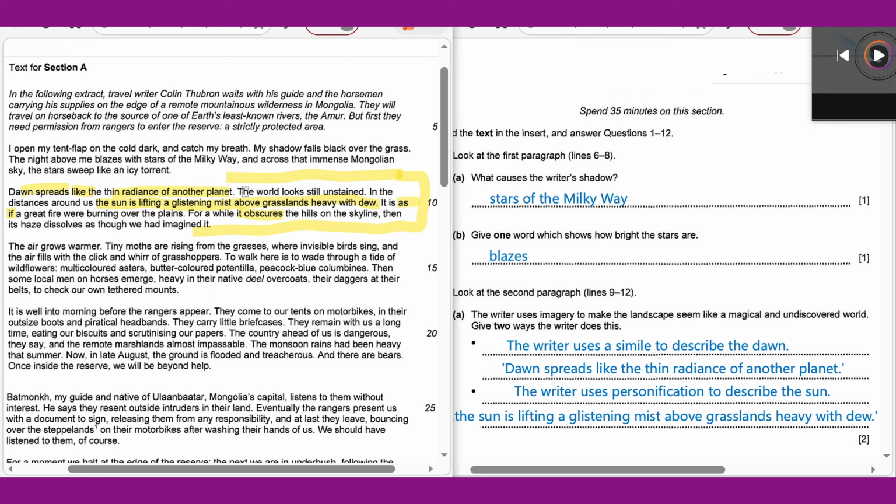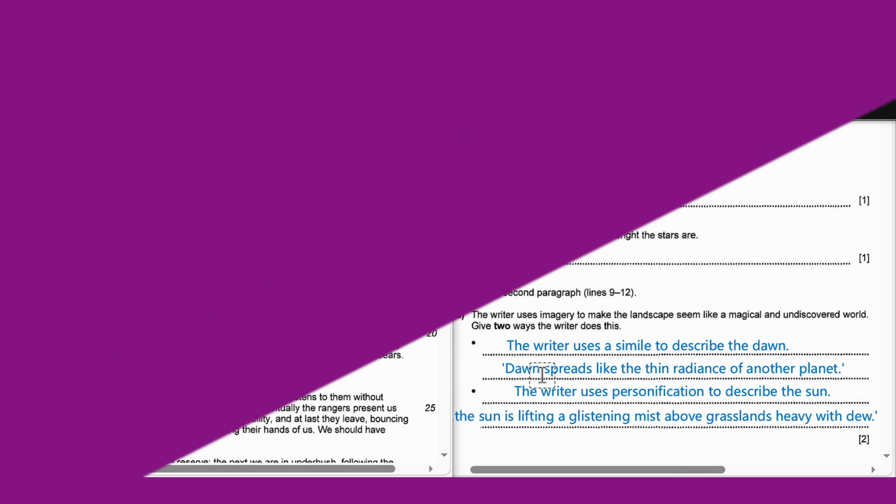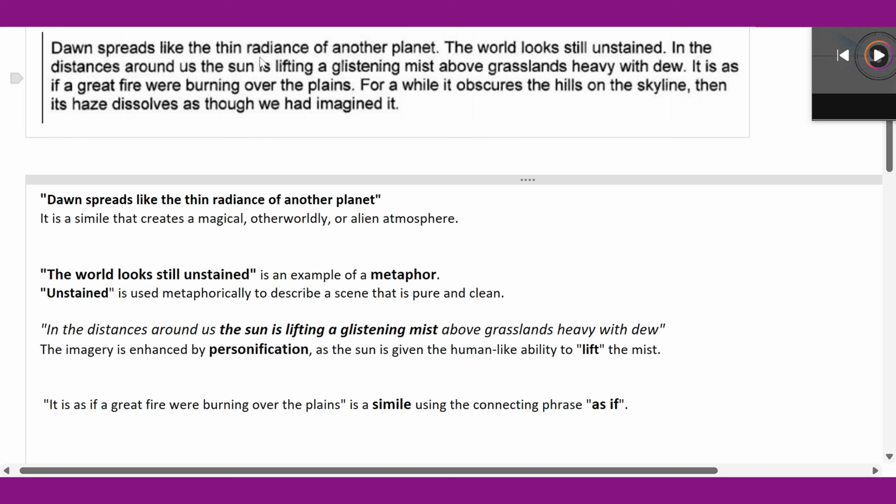Now, another example of a correct answer is this. Here we go. This is the paragraph that we refer to, and you may use one of these answers. The first sentence is the simile: dawn spreads like the thin radiance. Because you use the word like, it is a simile. It creates a magical alien atmosphere.